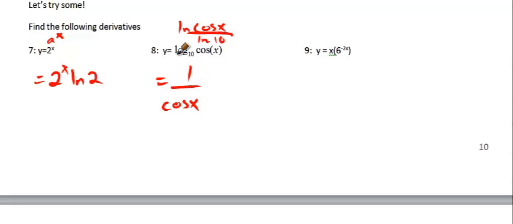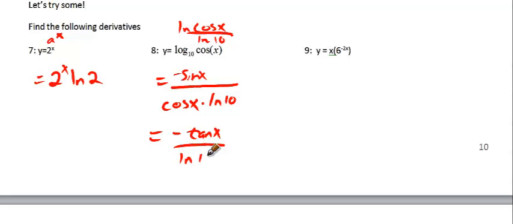Okay, so if this was a natural log, it would be the derivative, which would be negative sine of x, and then the other thing is we have to put it over ln of a, which is 10. So if we do it this way, change the base, you have exactly the same thing. You have the natural log of 10 in the bottom. Now, you might not see that written that way. It's probably written as negative tangent x divided by ln of 10. That's probably how you would see it.